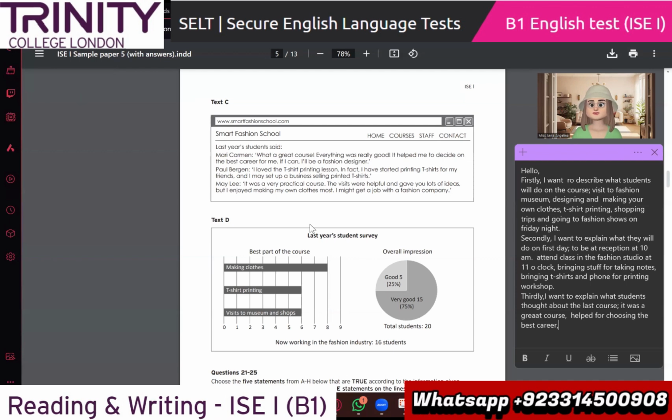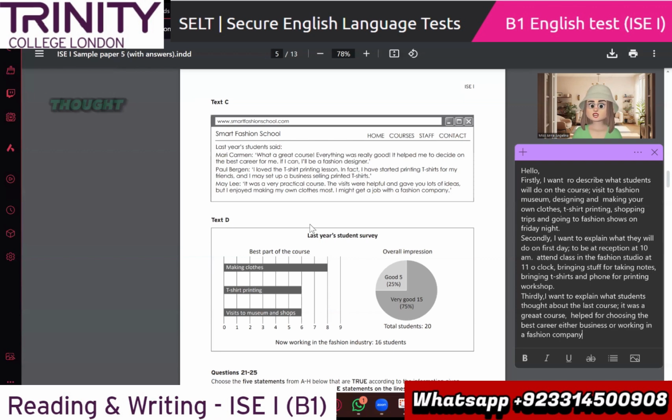You see this? Yeah. Best career, either business or working in a fashion company. Either business or working in a fashion company.